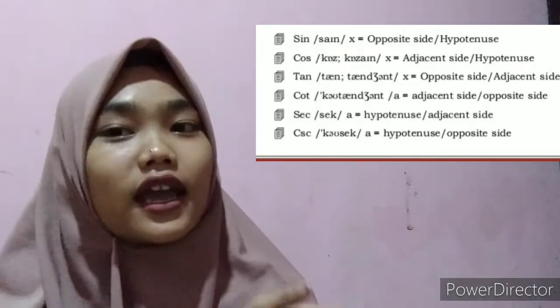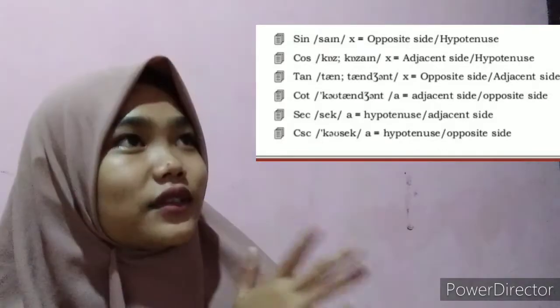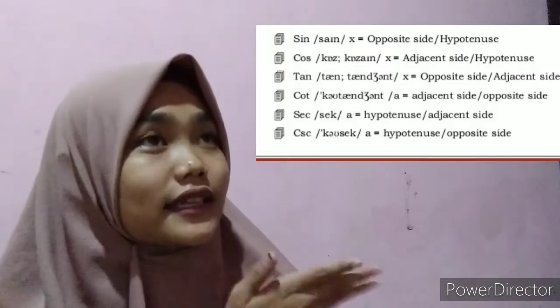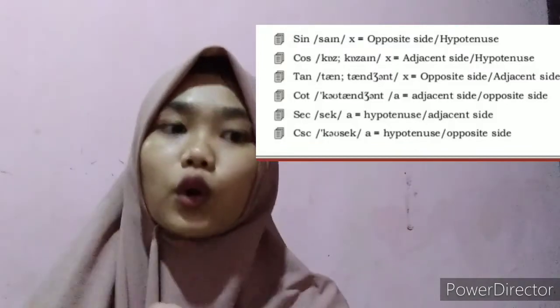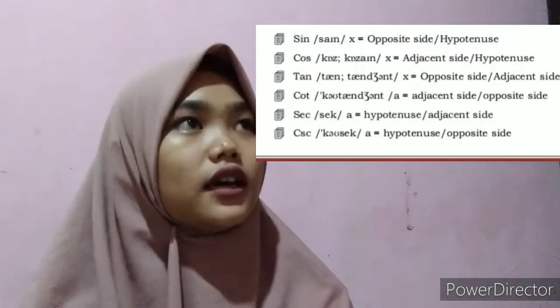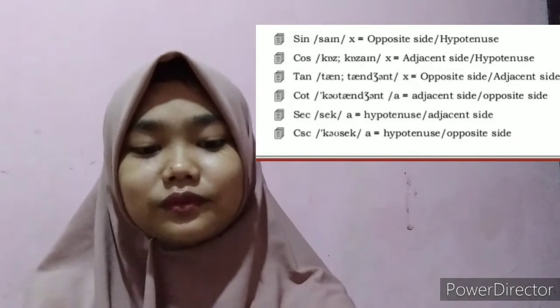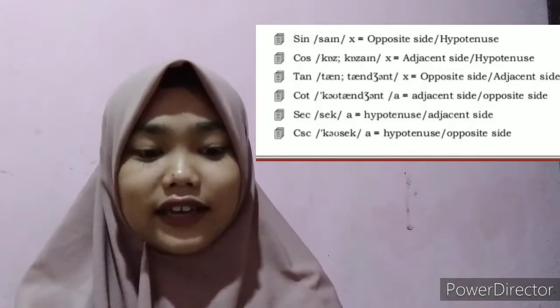Secant A is equal to hypotenuse divided by adjacent side. Cosecant A is equal to hypotenuse divided by opposite side. Okay, do you all understand? Okay.